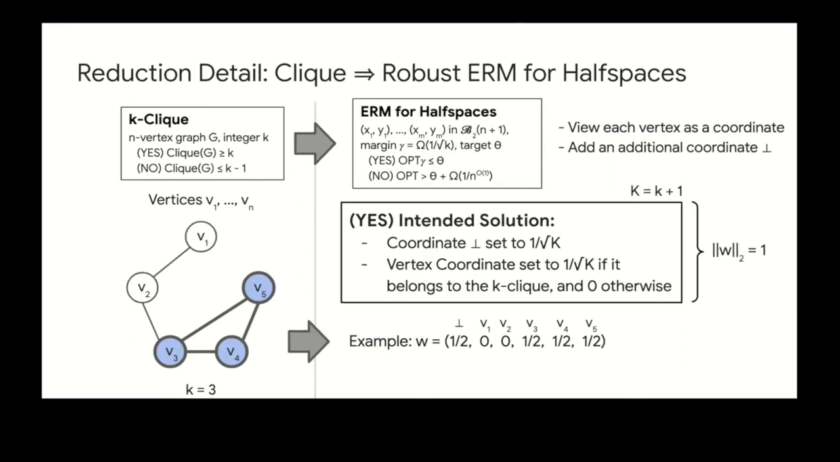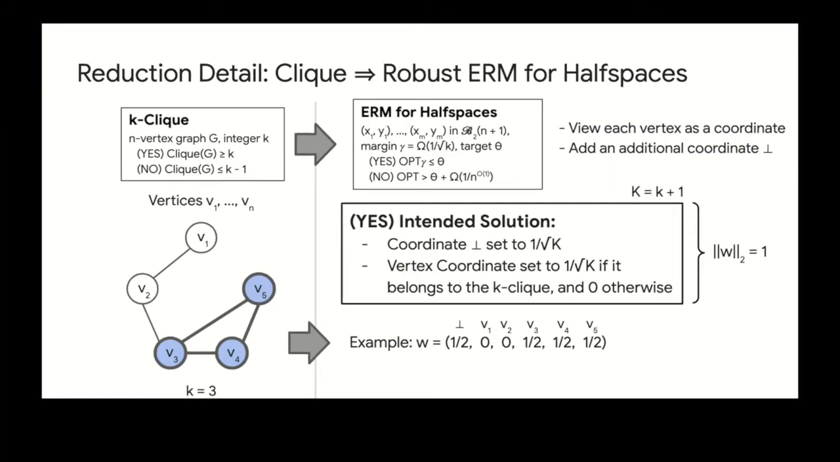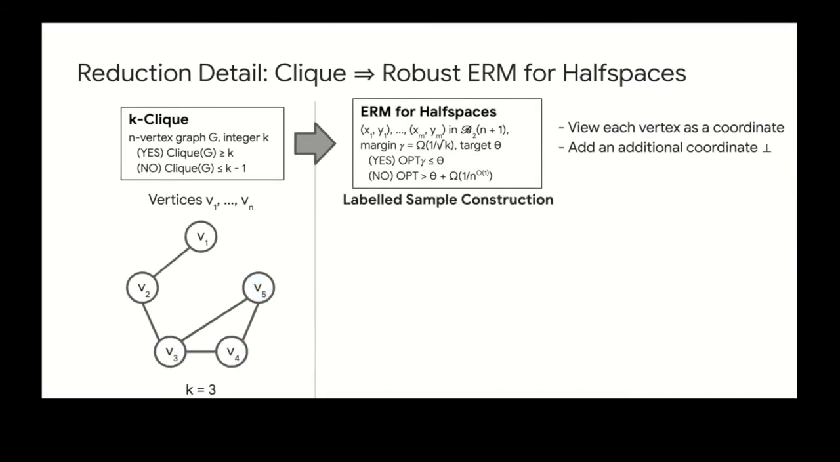And note here that by construction, the L2 norm of W is equal to 1. So we will not have to worry too much about the normalization factor here. All right, so let us now take a look at how we construct the samples.